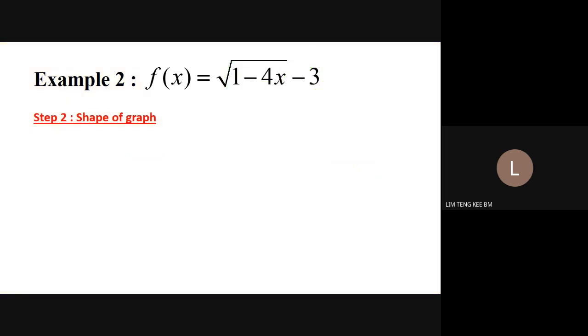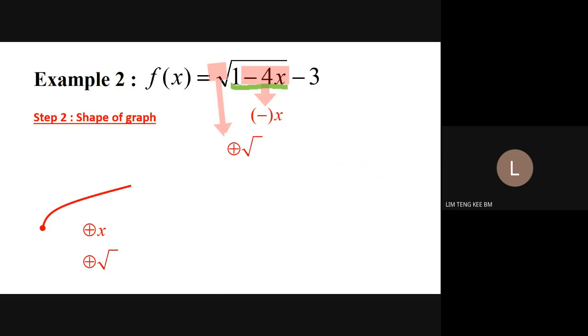Next, step 2, we want to decide the shape of the graph, and what we need to do is that based on the function, we identify. We've noticed that based on the terms inside the square root, the coefficient of x is negative. And then I find out that the square root I have here is a positive square root. So how am I going to decide the shape is that once again, we base on the shape of having positive x and positive square root.